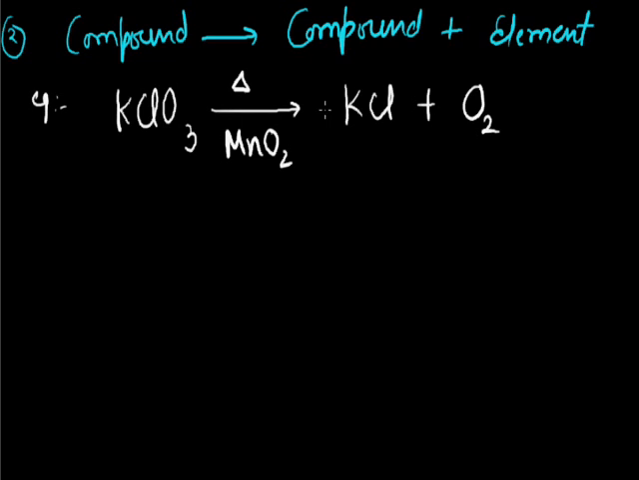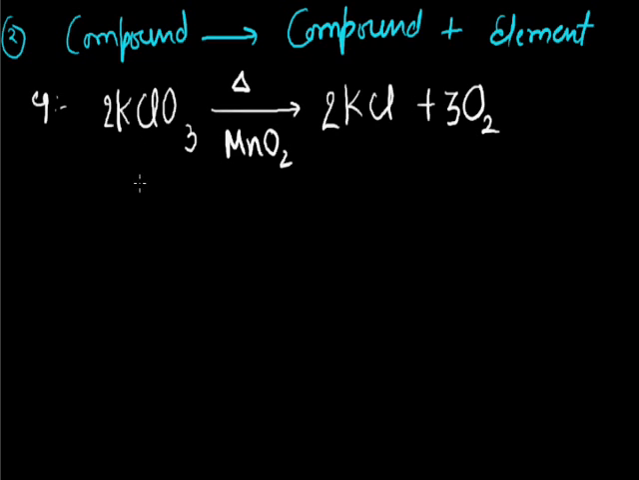For balancing the equation, we should write 3 in front of O2. Here oxygen present is 6, and we can write 2 here. The oxygen is also 6. Potassium is 2, so we can write 2 in front of KCl, and Cl is also 2 here. So the reaction is balanced.